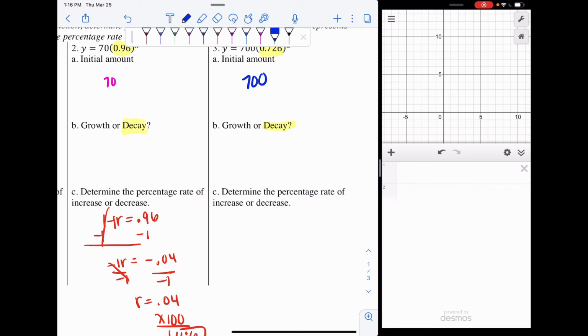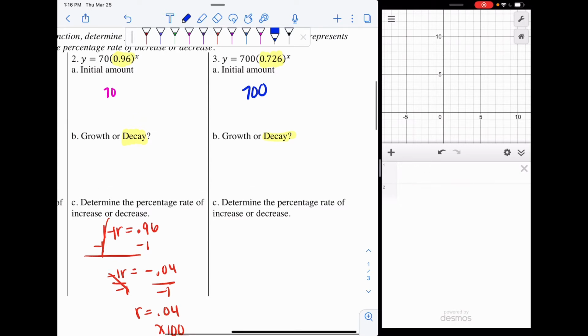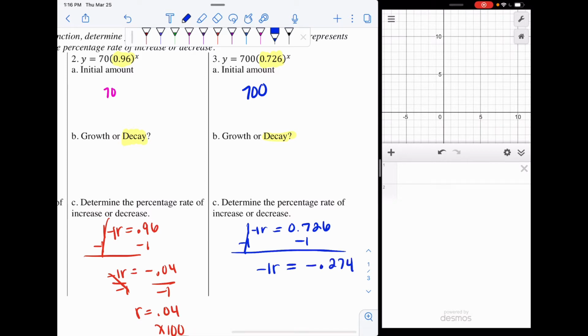So I'm going to do 1 minus r equals that inside number, 0.726. There's really 1 minus 1r. So now I'm going to take away 1 from both sides of my equation. Get negative 1r equals negative 0.274. And now divide by a negative 1. And I get r equals 0.274.